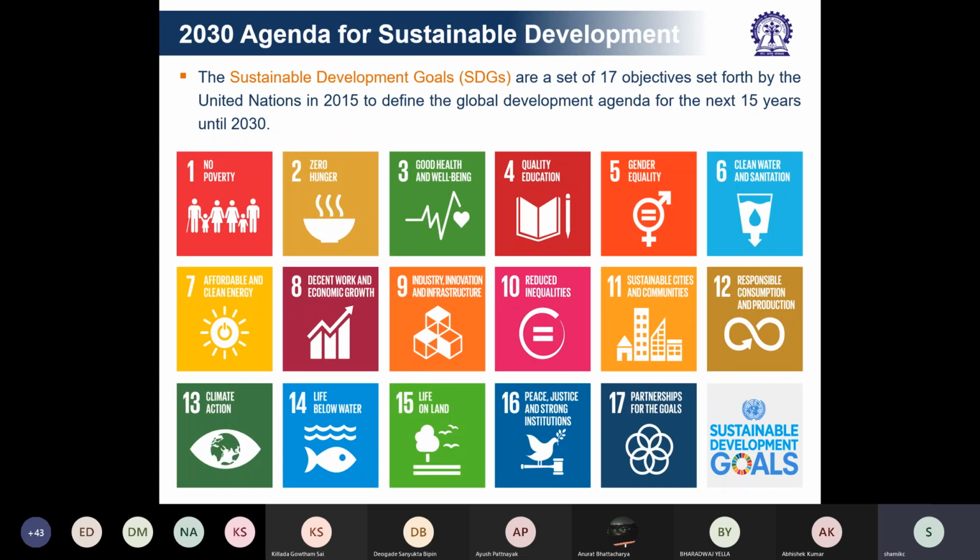the framework by introducing the Sustainable Development Goals. So the Sustainable Development Goals are basically a set of 17 objectives set forth by the United Nations in 2015 to define the global development agenda for the next 15 years, until 2030. So by endorsing the 2030 Agenda for Sustainable Development and its 17 Sustainable Development Goals, or SDGs, in 2015, the world community reaffirmed its commitment to sustainable development.